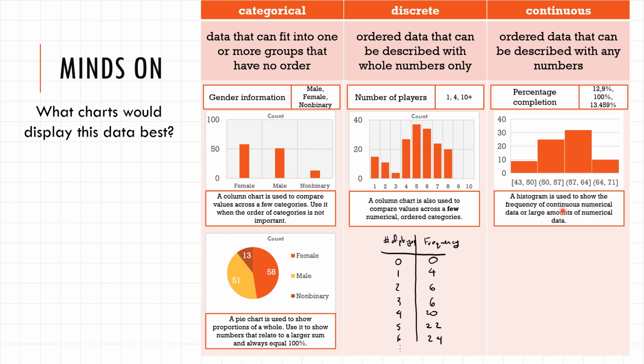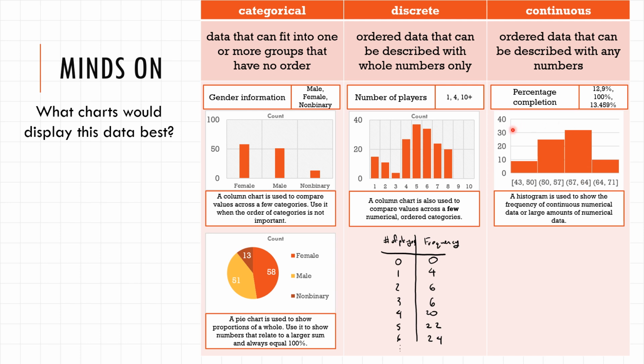So a histogram is used to show the frequency of continuous numerical data or for large amounts of numerical data. So even though this data might be discrete, it might be only whole numbers, I would still use a histogram if there's so many of them that I would end up drawing like 100 different columns. I might just say, okay, let me just go to a histogram for that. Okay, so I only have to draw a few columns.